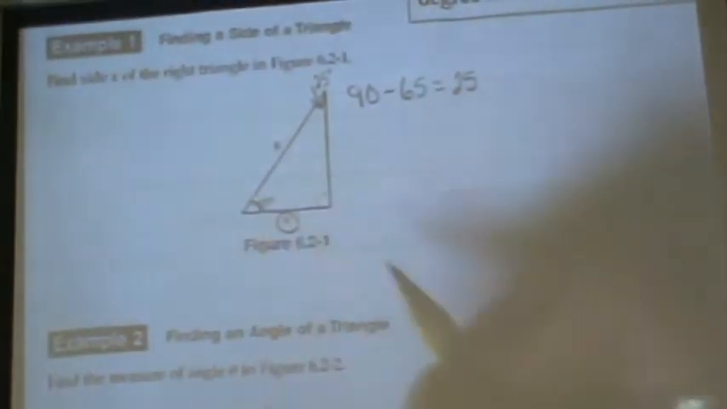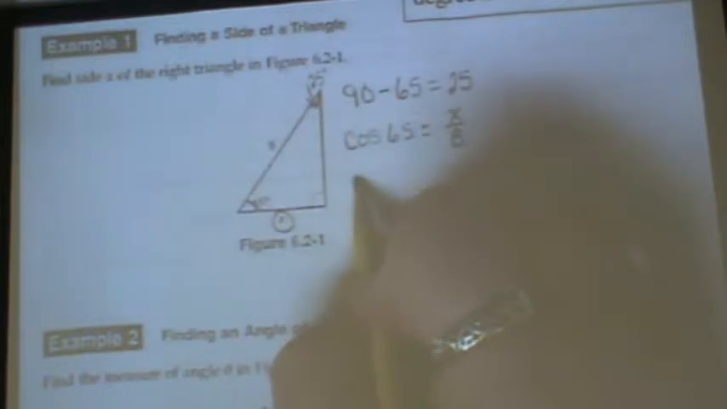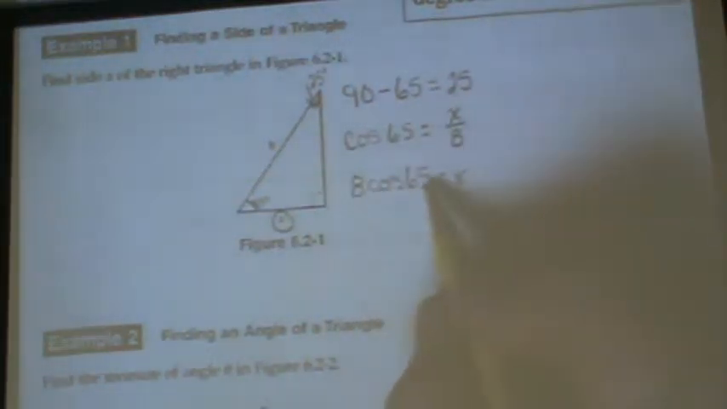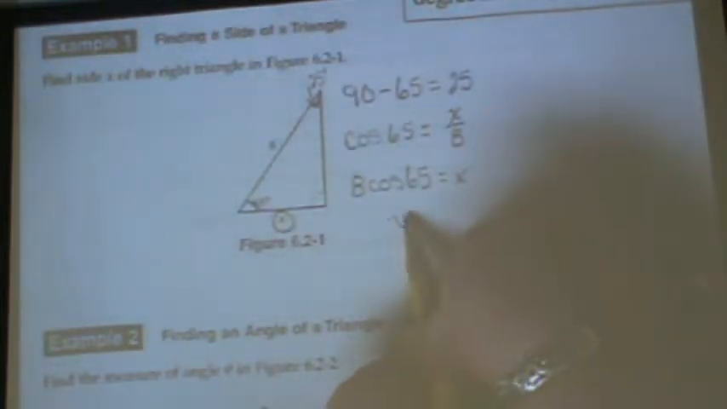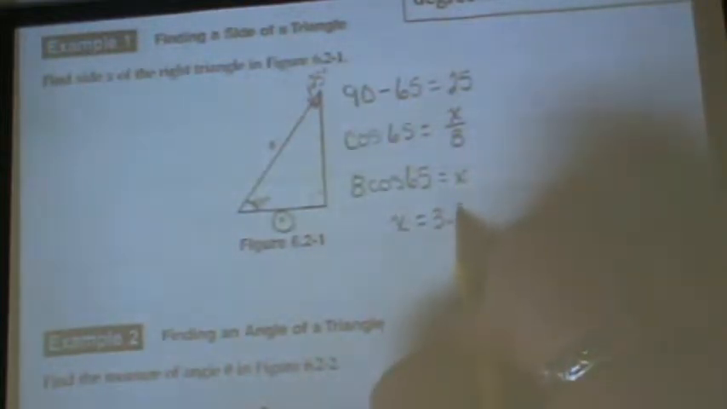If we're using the 65-degree angle that we're already given, we can use cosine of 65 will equal x over 8. And then getting x alone, we're going to multiply it by 8. And then this you'll just plug into your calculator. And you end up getting that x equals 3.38.